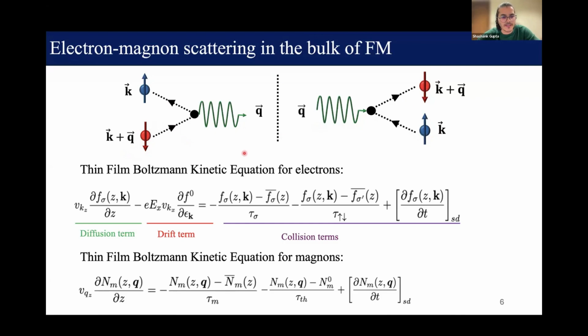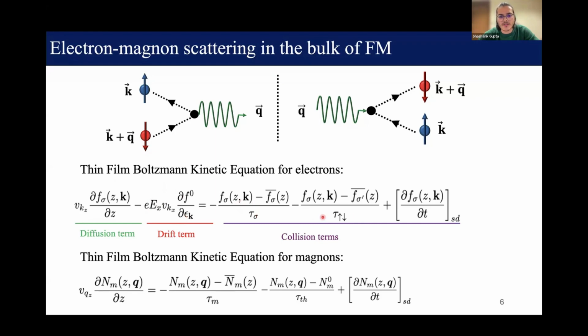So in the bulk, we can write the thin film Boltzmann kinetic equation for electrons. These are well-known equations. The first term is the diffusion term, which represents how our distribution function evolves in space. This is a drift term, which tells us how our distribution function changes in the presence of external forces.